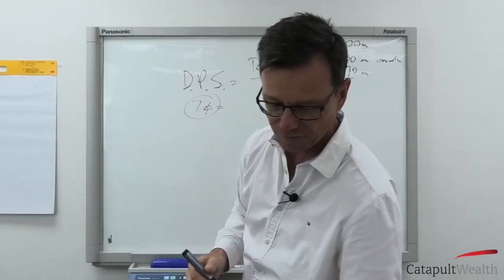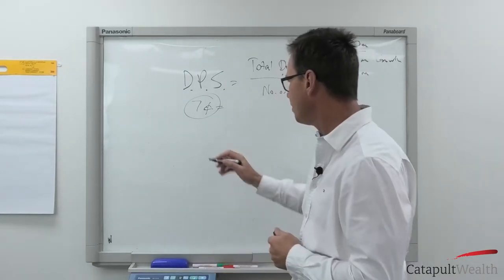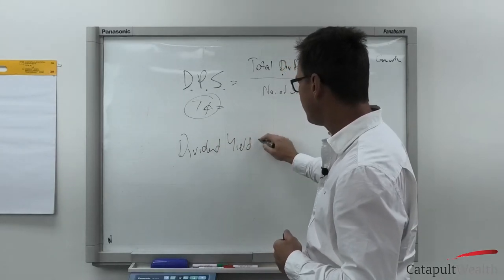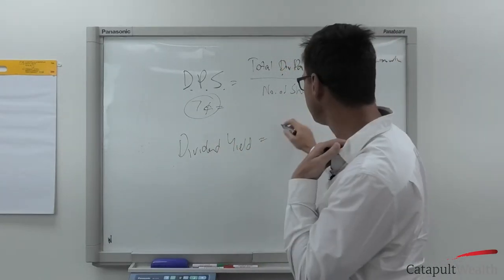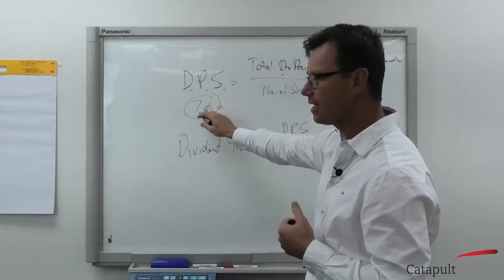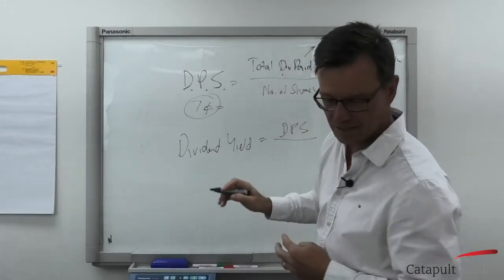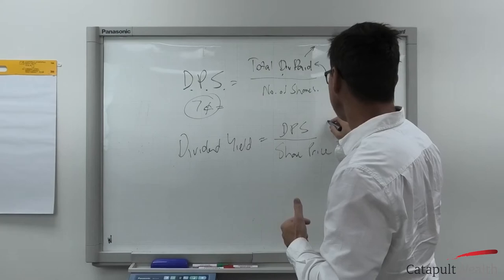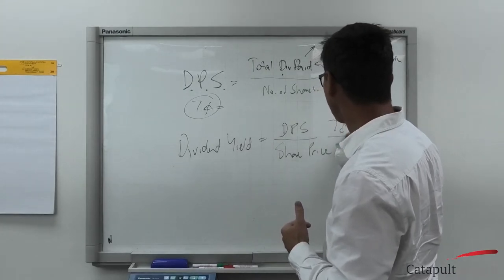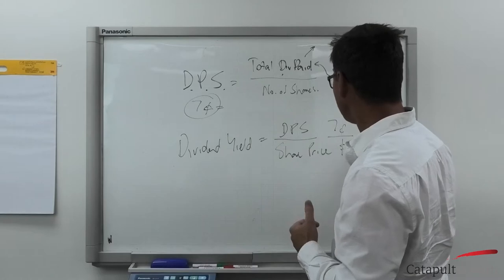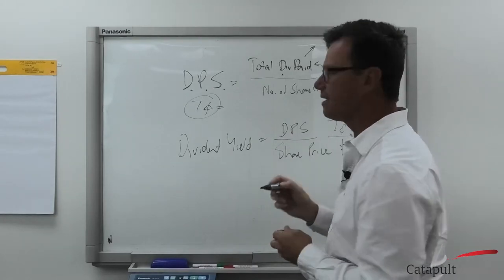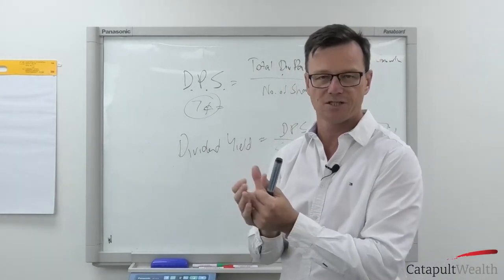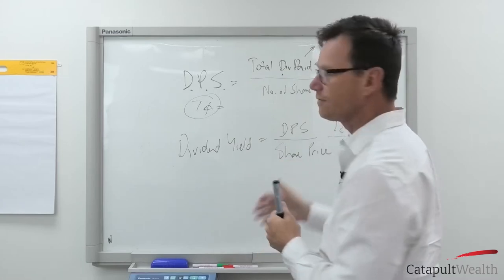Now, to take that one step further, you need to work out the dividend yield. And the dividend yield is, and we've talked about it once before, but just to reiterate, the dividend per share, how much you get per share, divided by the share price. So in this case, our dividend per share was 7 cents. If the current share price is $1, that equals a 7% return on your share price. So you're getting 7 cents per share back divided by the share price, which gives you an income return of 7%.